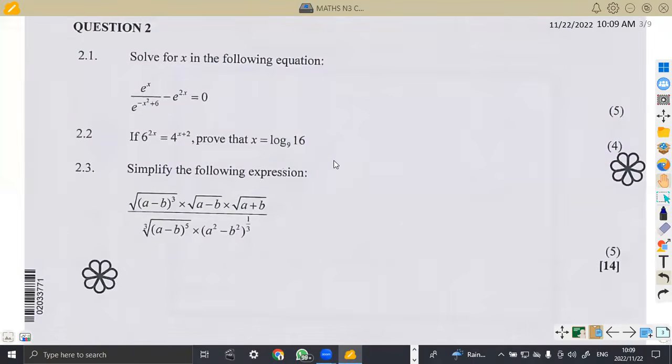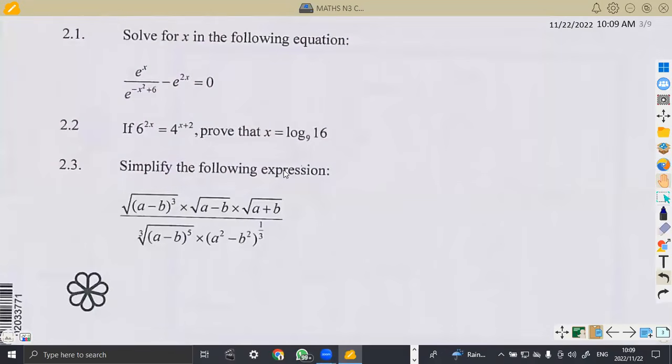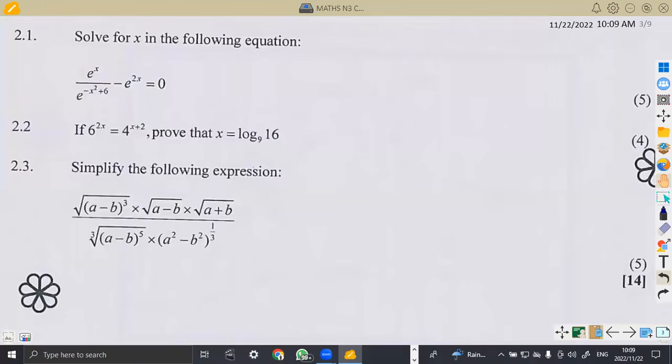Anyways, let's see the 2.1. We're asked to solve the equation. Solve for x, the following equation. So that's an equation in terms of x. I hope it's going to be enough for me to write it here. All right, that's 2.1. In this case, we had e to the exponent of x. Here we've got e to the exponent of minus x squared plus 6.